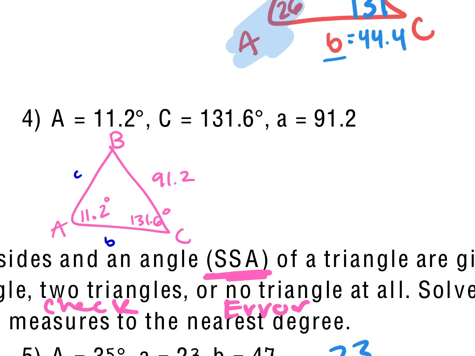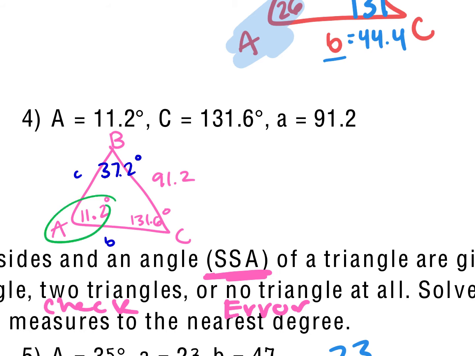What's angle B? What is it? 37.2. How did you know that? Add the other 2 angles, subtract from 180. Perfect. Next, what can we find? We can find side C.